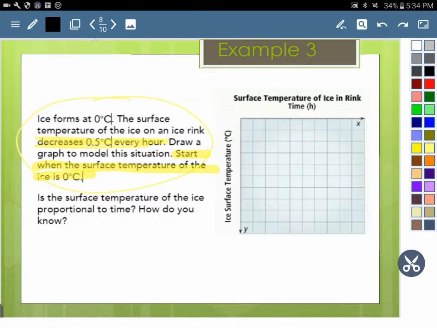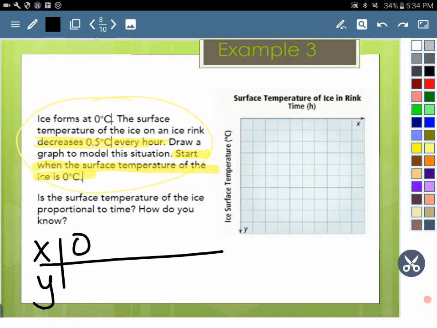So I'm going to create a table of values to represent this situation where x is my time in hours and my y is my surface temperature. Let's start at 0 in our table too. If we start at 0, that means no time has gone by, so the temperature should not have dropped. At start time 0, temperature starts at 0.